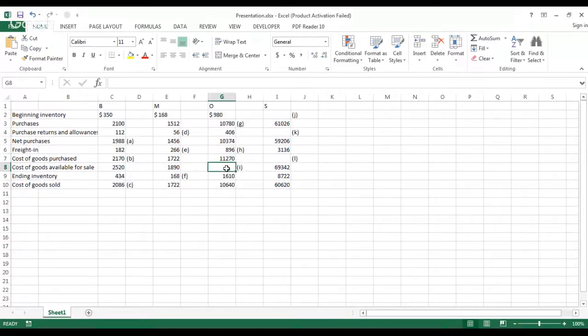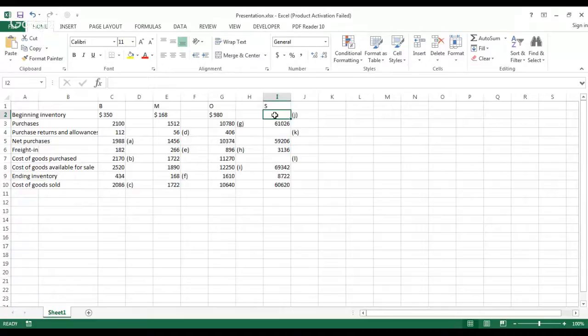And then for I, we're looking for the cost of goods available for sale. And the cost of goods available for sale equals the cost of goods sold plus the ending inventory. So we're going to do the cost of goods sold plus the ending inventory. And that comes out to equal 12,250.